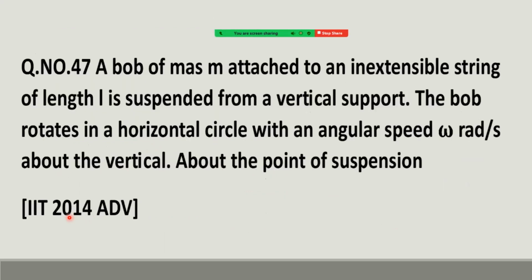Okay. Now we can see again the same problem, a more simplified one, easier compared to the previous one. A bob of mass m attached to an inextensible string of length L is suspended from a vertical support. The bob rotates in a horizontal circle with an angular speed omega radian per second about the vertical, above the point of suspension. So again, same question, no change in that.